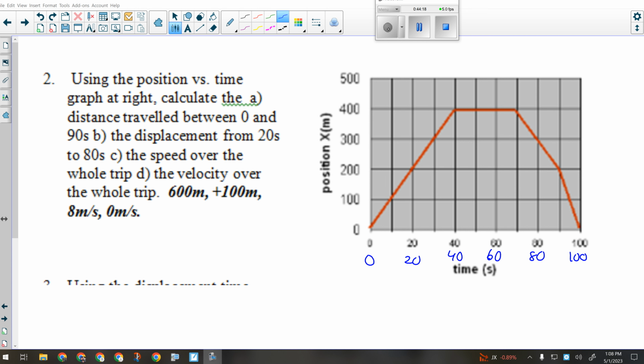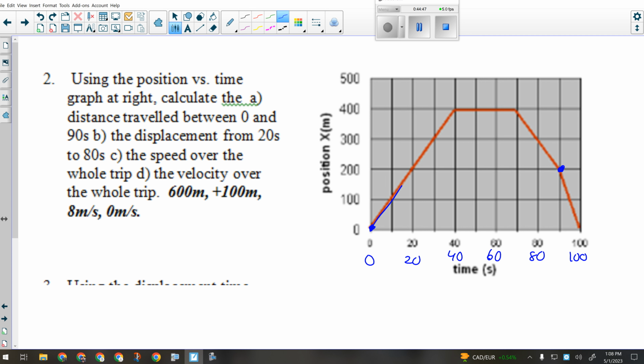First thing we want to do is find the distance traveled. It's a scalar quantity, so it doesn't matter which direction. The distance traveled between 0 and 90 seconds. What I want to do first is establish my initial and final positions. That's my initial position, and 90 seconds is right here. So my final position is 200 meters. My initial position is 0, but this is looking for distance, so I actually have to calculate each part.